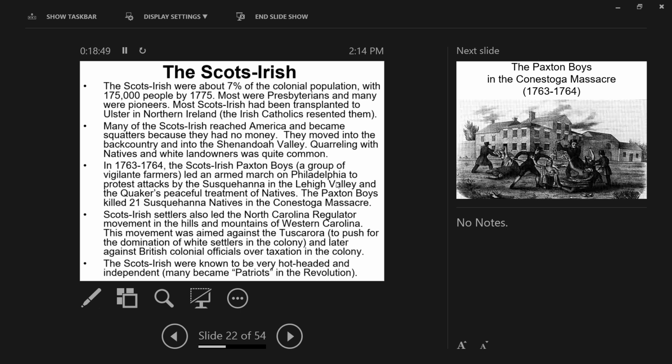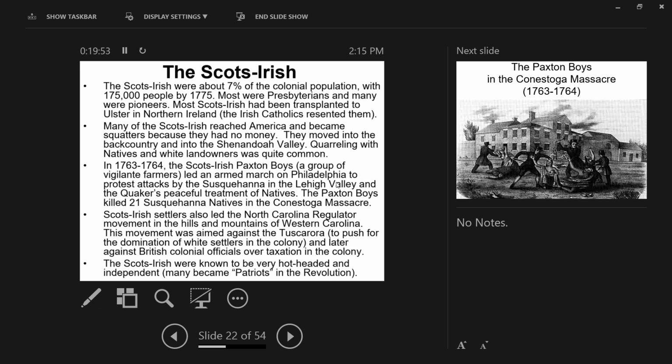In the Shenandoah Valley and in the backcountry of colonial America, the Scots-Irish were constantly quarreling with the natives. Notably, there's a tribe that they battled with quite a bit in Pennsylvania and Virginia and Maryland called the Susquehanna. And there's one particularly bad incident called the Lehigh Valley Massacre, where the Susquehanna ripped through and a bunch of Scots-Irish and German settlers died. To gain vengeance for this attack, a vigilante group of Scots-Irish settlers known as the Paxton Boys marched into Philadelphia and killed 21 peaceful Conestoga Susquehanna who had an alliance with Quakers. This creates major problems moving forward between not only the Scots-Irish and the natives, but also the Quakers and the natives in the region.